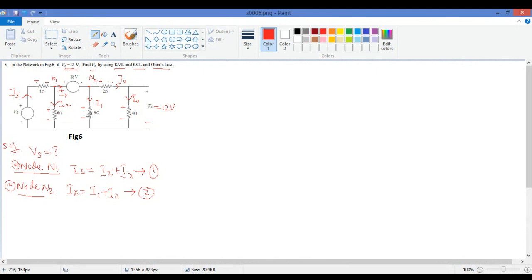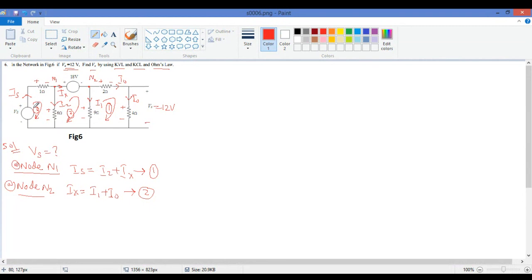Now let us put the loops. Let us call this loop 1, this is our loop 2, and this is our loop 3. Now we will apply KVL at all the loops.